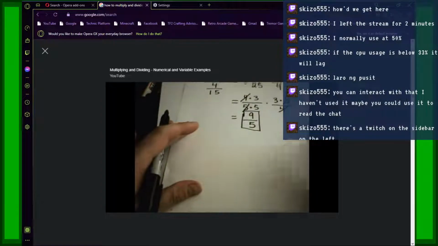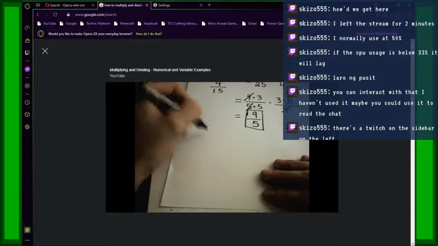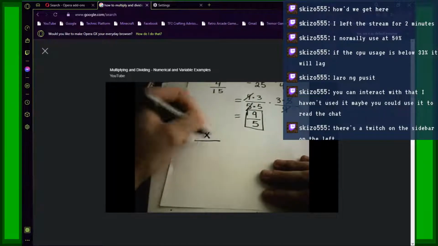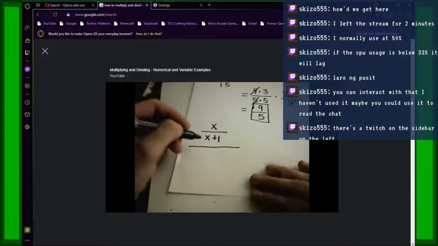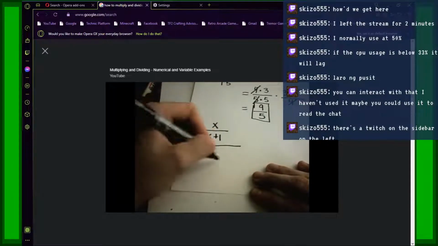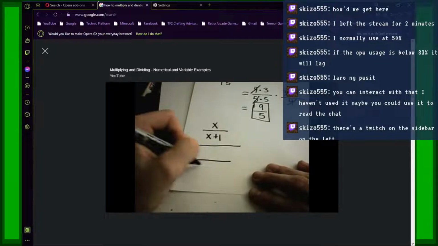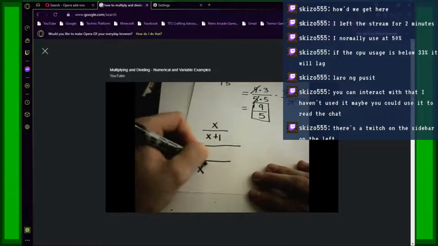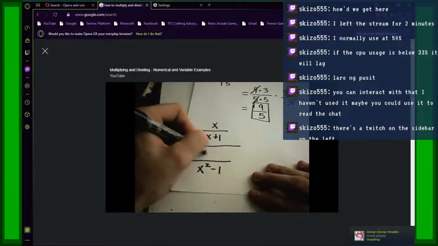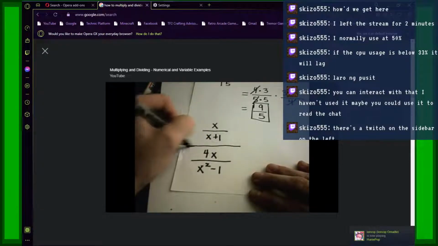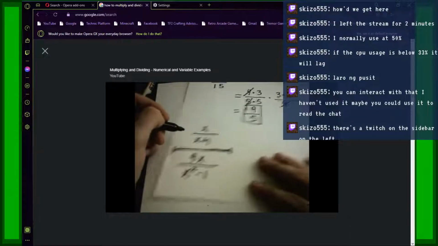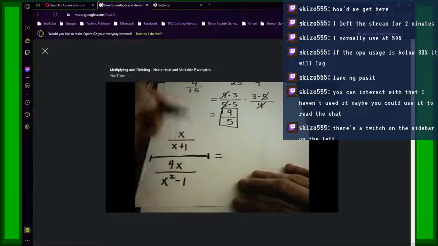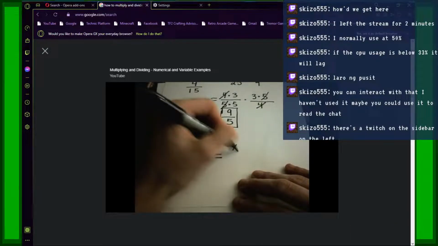If you have more complicated expressions, suppose I have x over x plus 1 divided by, let's make it, x squared minus 1 and 4x. So here's my big division sign. Again, the exact same idea. I'm going to leave the top one alone.